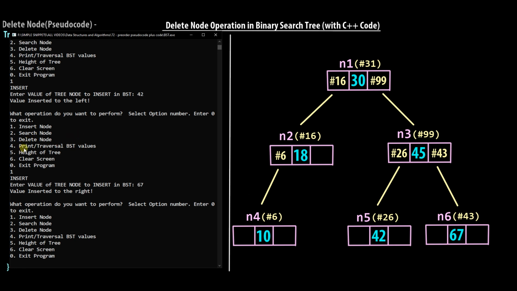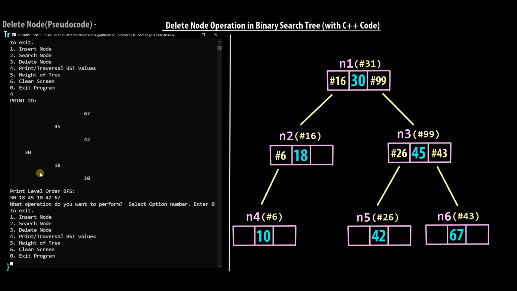Now if I click on option 4, it will print all the values. You can see printing is done in 2D. So you have 30 as the root node, then 18 and 45 as the children. And for 18 we have the left child, for 45 we have 42 and 67. And I'm also printing the level order BFS traversal which we did in the previous tutorial. Ignore this one.